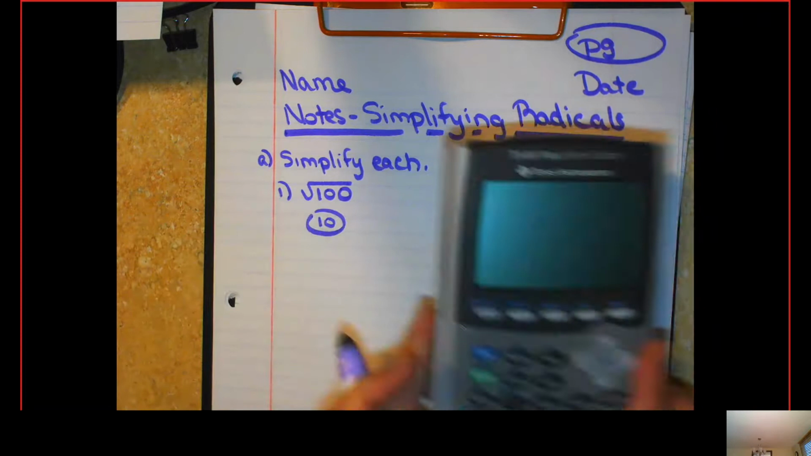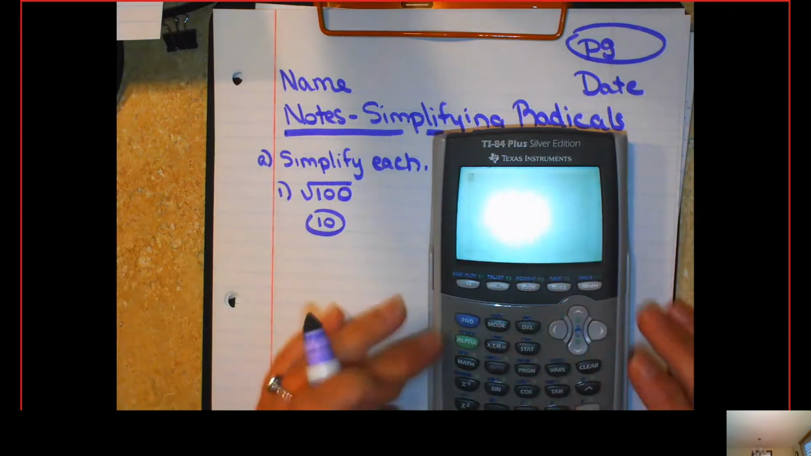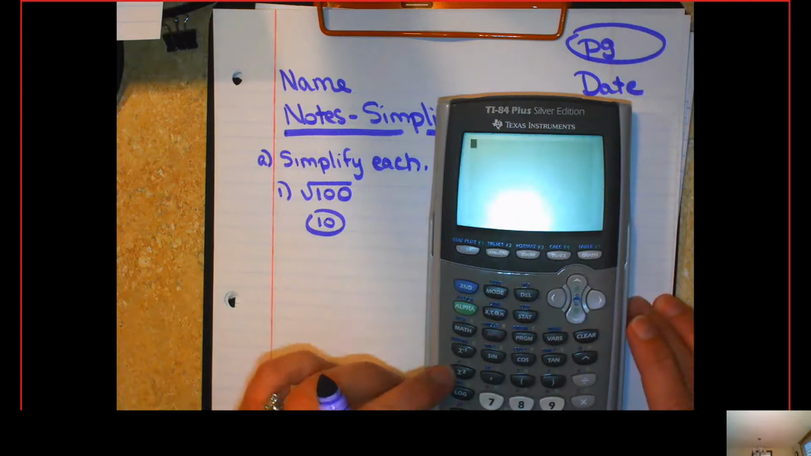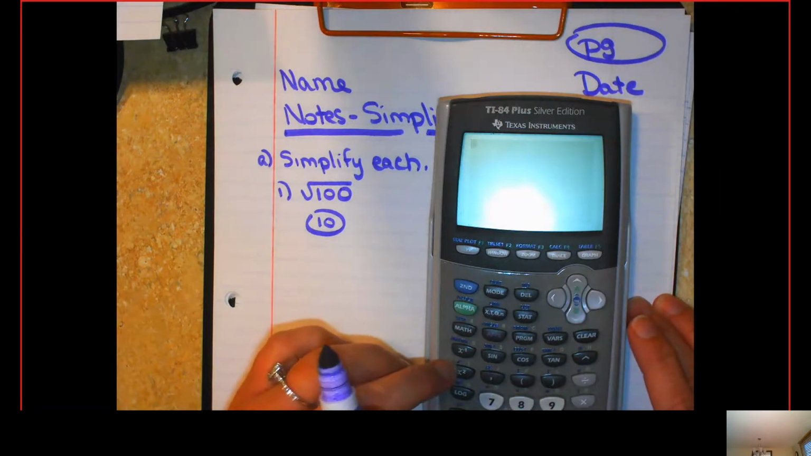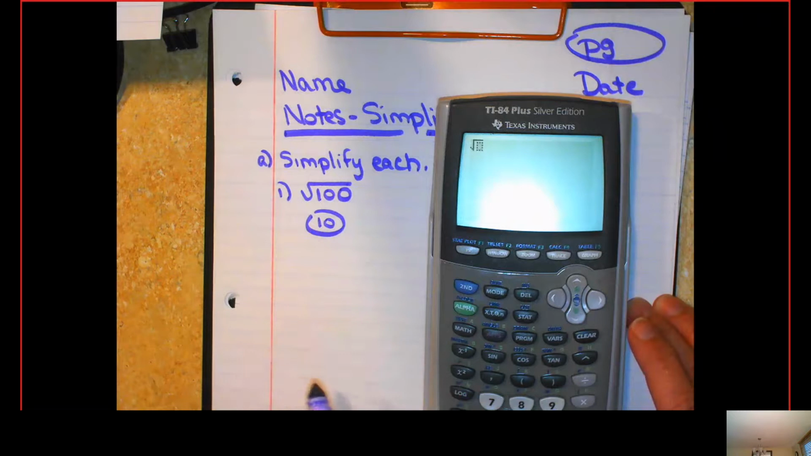You can grab your calculator and have your calculator do it. You can go to this little x squared button, which is right here. If you see above it, there's a blue square root sign. So you hit the blue button first, the second button, and that x squared sign. And then you can type in 100. And you get your answer of 10.